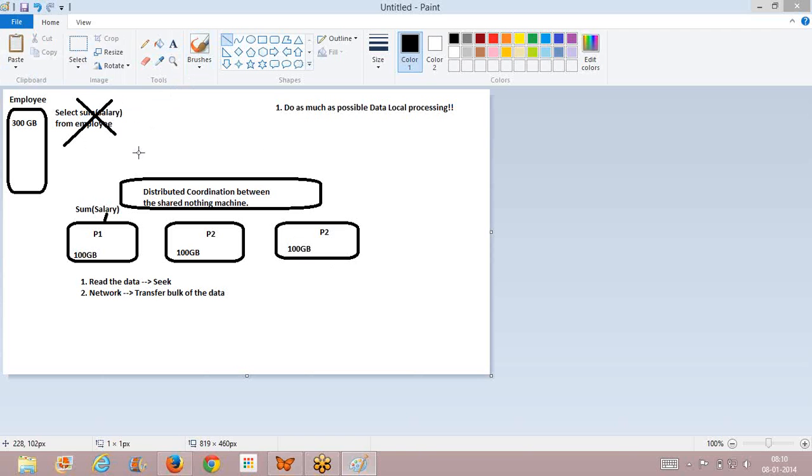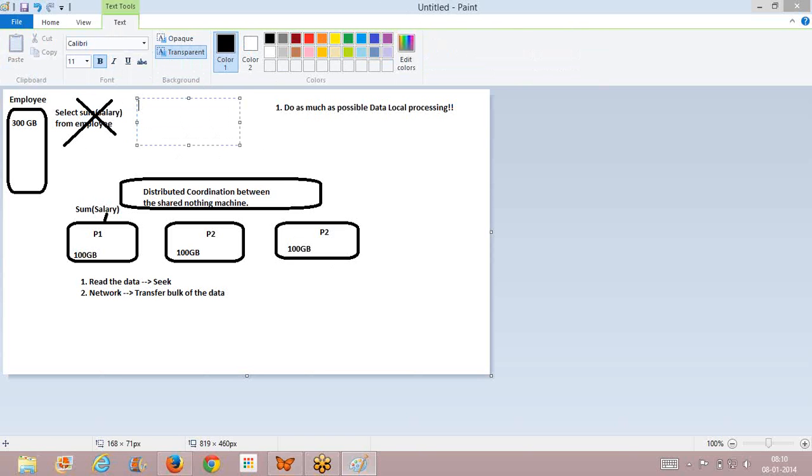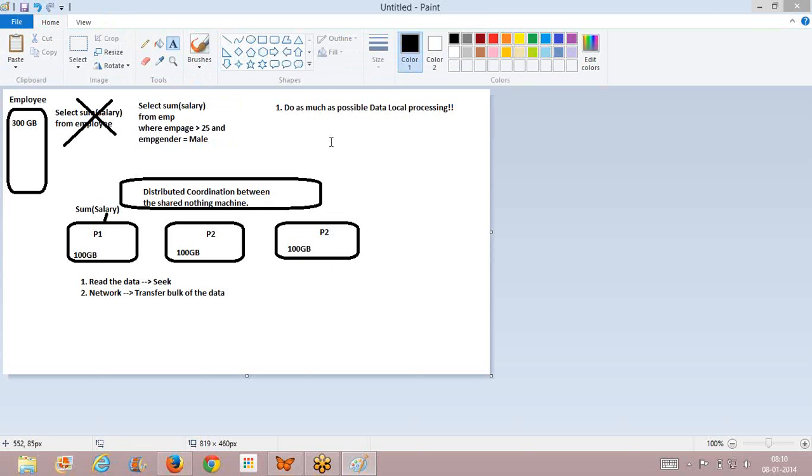Okay, so let's remove this question and put the other question in place. It is select sum of salary from employee where employee age greater than 25 and employee gender is equal to male. Okay, so let's say this is the question. Now, how does this whole thing work? Does it still need to scan this 100 GB, or can it have some amount of index or something, which the RDBMS does, and get through it?